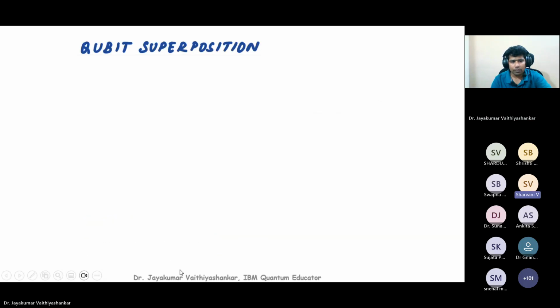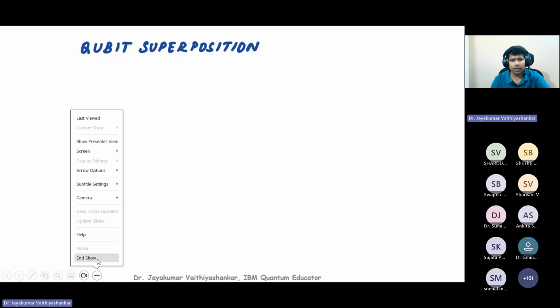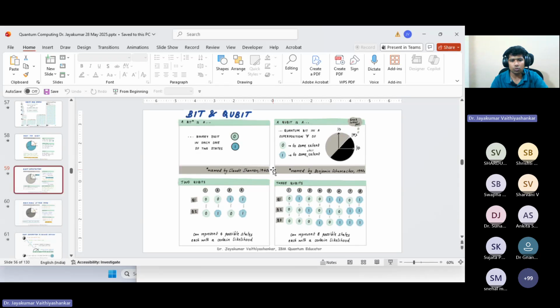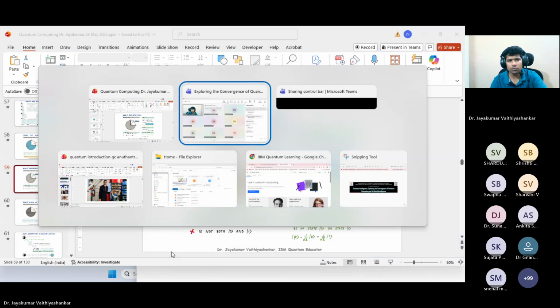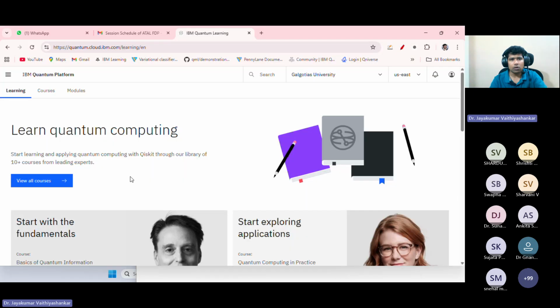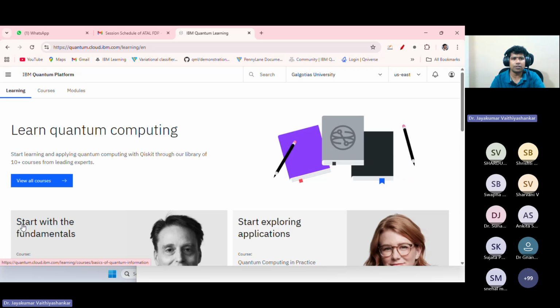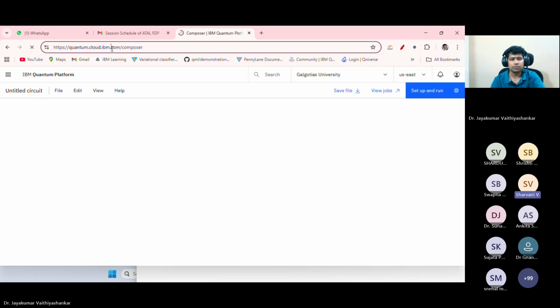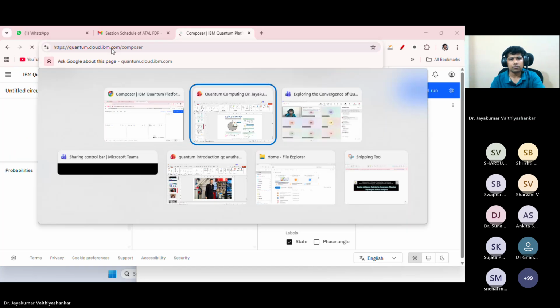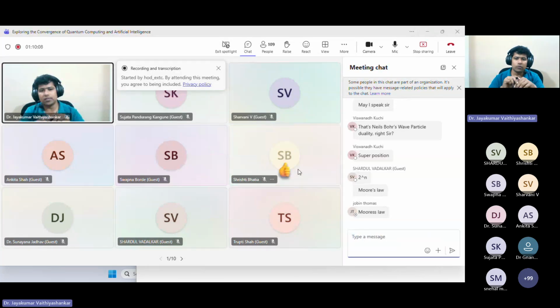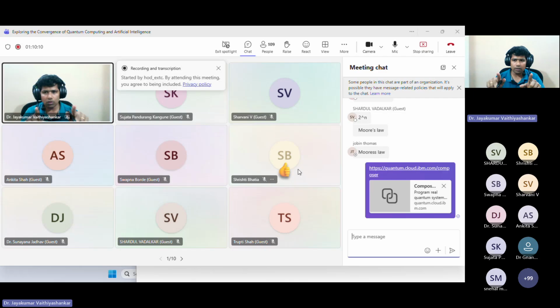So what I do, I try to depict this qubit using this tool. All of you go to this composer. Composer is here, I'll share this link with you. All of you go to the link I shared. Without login also you're able to use this tool.